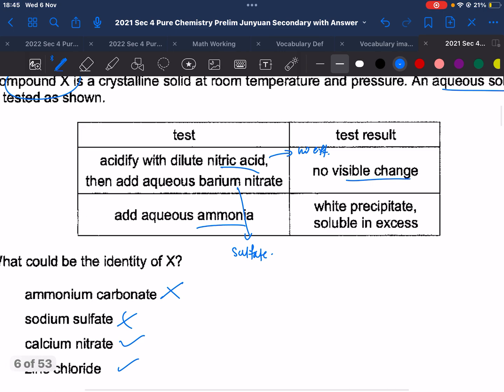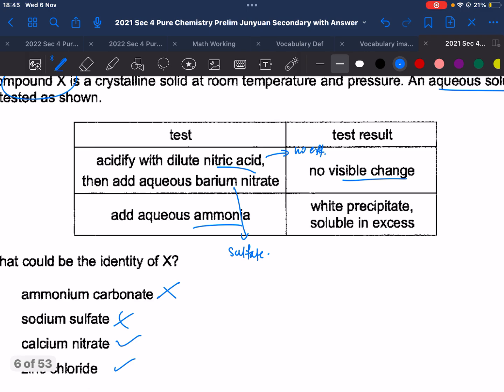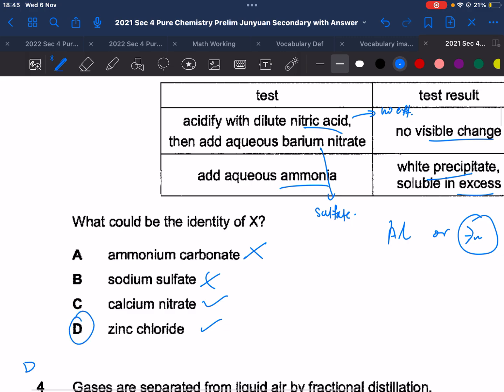Add aqueous ammonia. When you add aqueous ammonia and there's white precipitate, this will indicate that it will be either aluminium or zinc. Okay, calcium is out of the list already because there's white precipitate. Calcium would not produce any white precipitate in aqueous ammonia, so it means that it's either aluminium or zinc. Okay, aluminium or zinc. Okay, zinc is soluble in excess, so it means the answer should be zinc. The answer should be D.